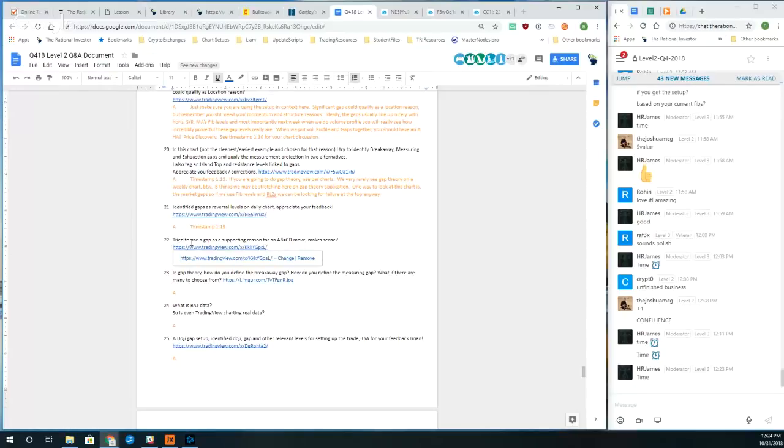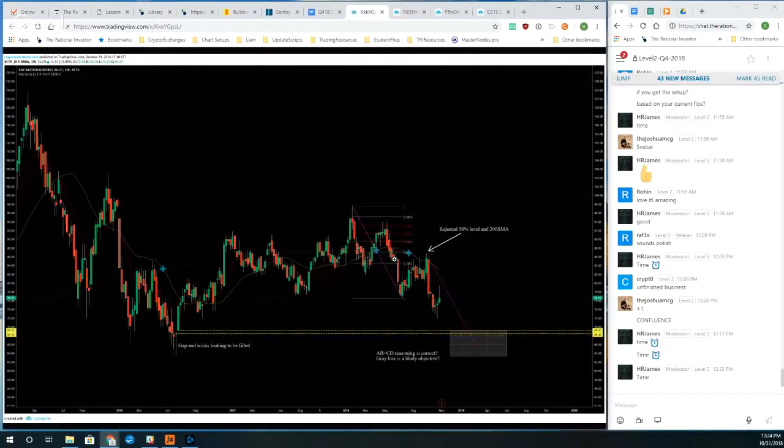Okay, next one. Tried to use a gap as supporting reason for AB equals CD. Makes sense? Well, let's see what you got here. Try to use a gap, AB. Yeah, that makes perfect sense. Totally. Wicks and tails like to be eaten. Yeah, solid. Excellent. Love it.